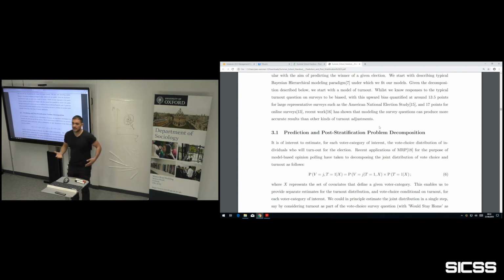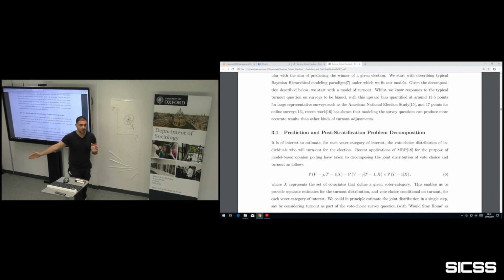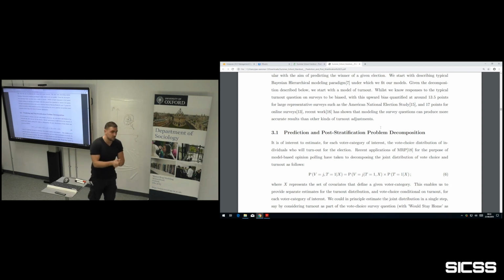Okay. The classic decomposition of that problem that I just explained to you is as follows. What you want is to find out the probability distribution of people who vote for choice J and turn out, conditional on a set of characteristics. These characteristics could be the gender of the person, the race, the income, the education, and so on. And whether they turn out: people either turn out on election day or they stay home.